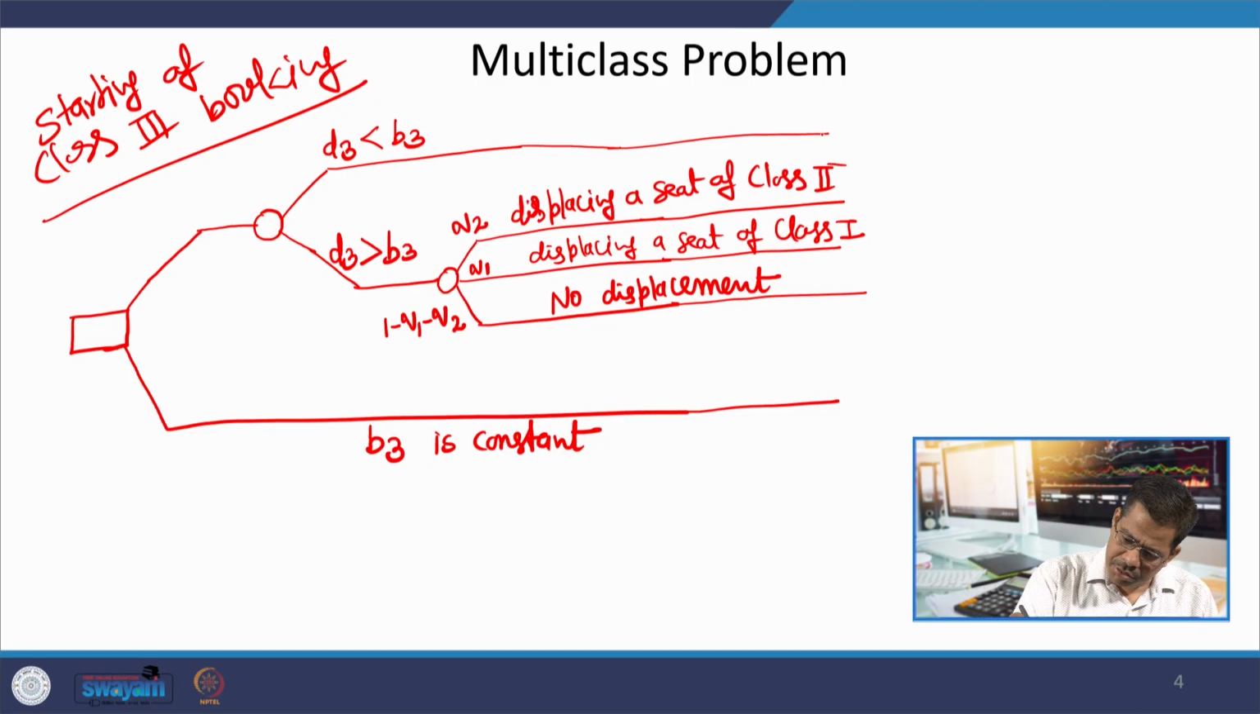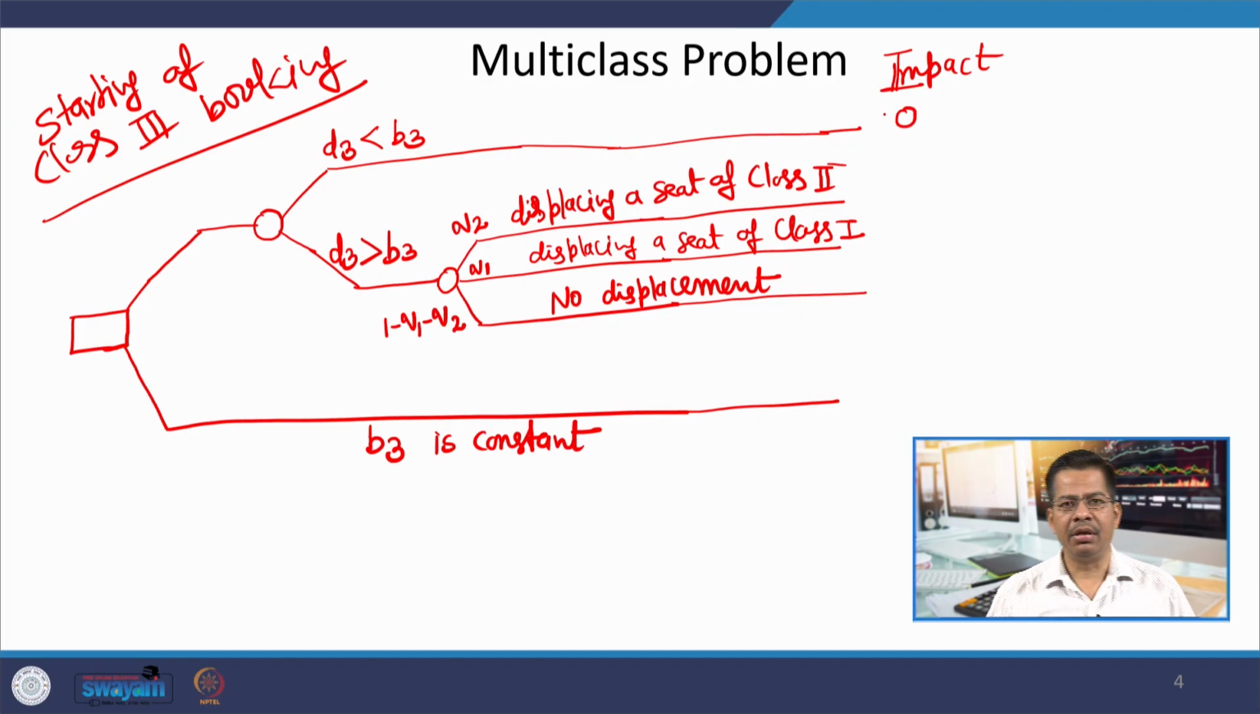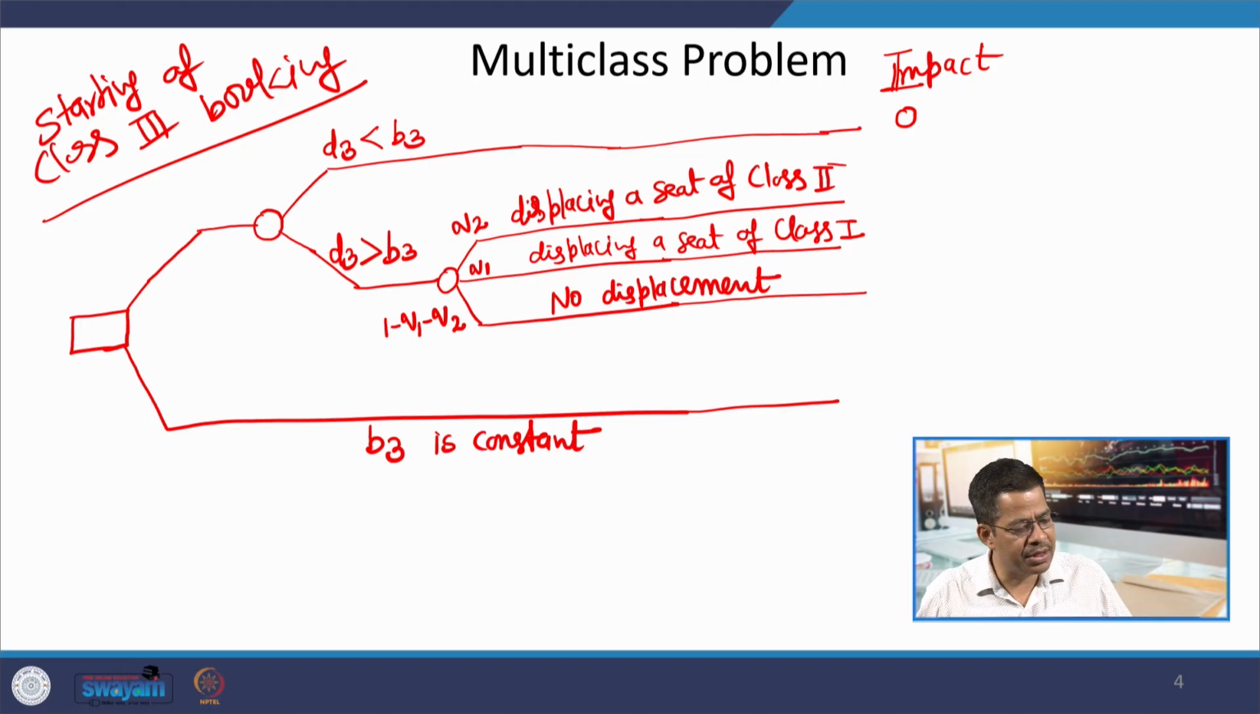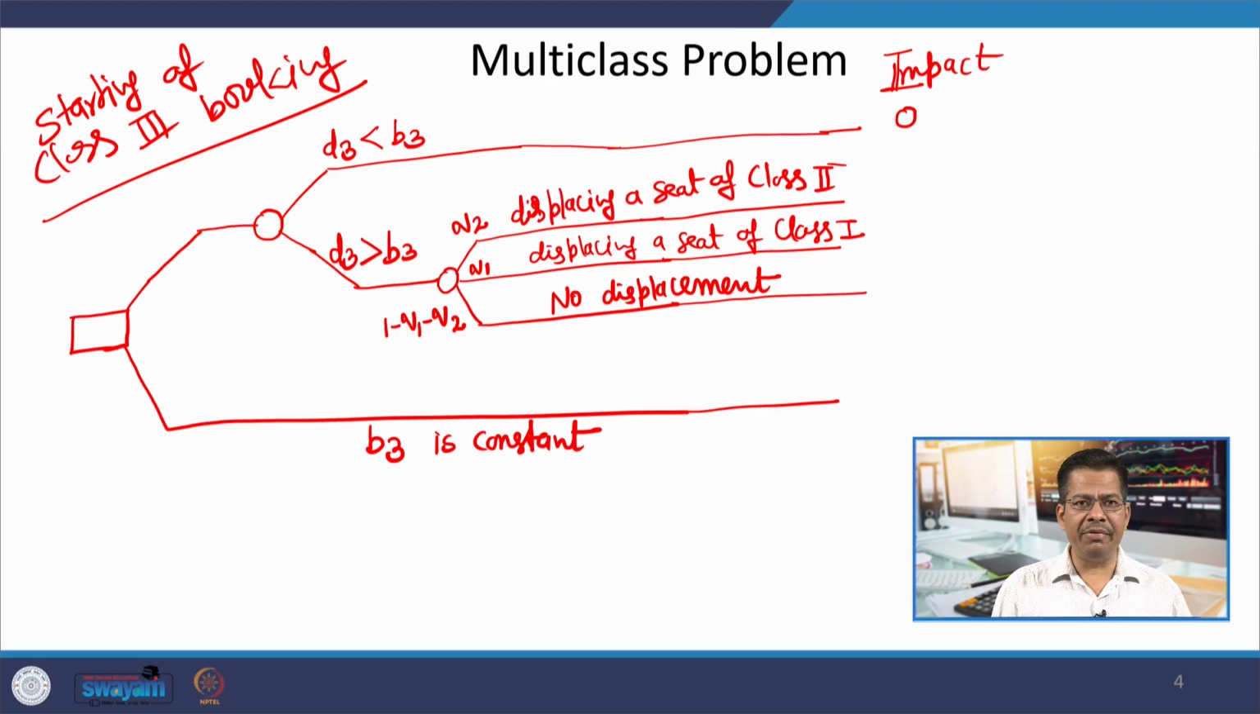If you are having a demand which is less than B3, then by adding this new customer, let us see what the final outcome is. This will give no impact, because the additional customer is not giving any revenue from class 3 and there will be no displacement because of that. So, this additional allocation is giving no impact. Now, when you have one additional customer and that customer is used, you are getting P3 revenue from that customer.